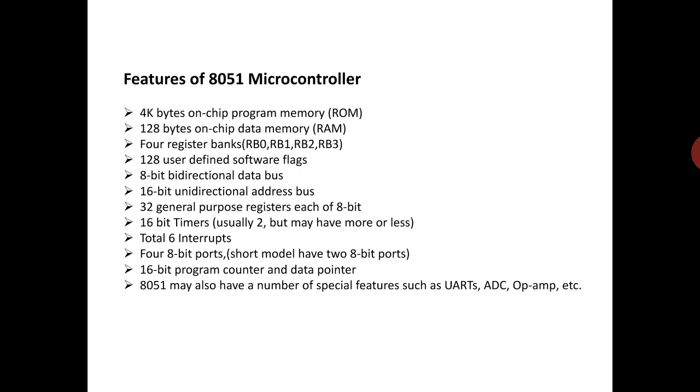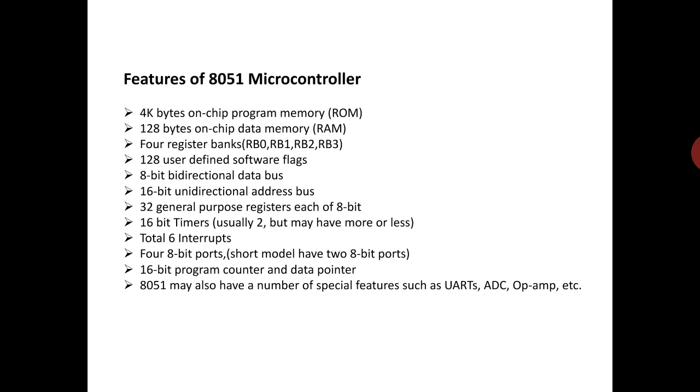Fifth, 8-bit bidirectional data bus. Sixth, 16-bit unidirectional address bus. The data bus carries data, and the address bus carries addresses. Addresses means locations. Next is 32 general purpose registers, and each register's size is 8-bit.